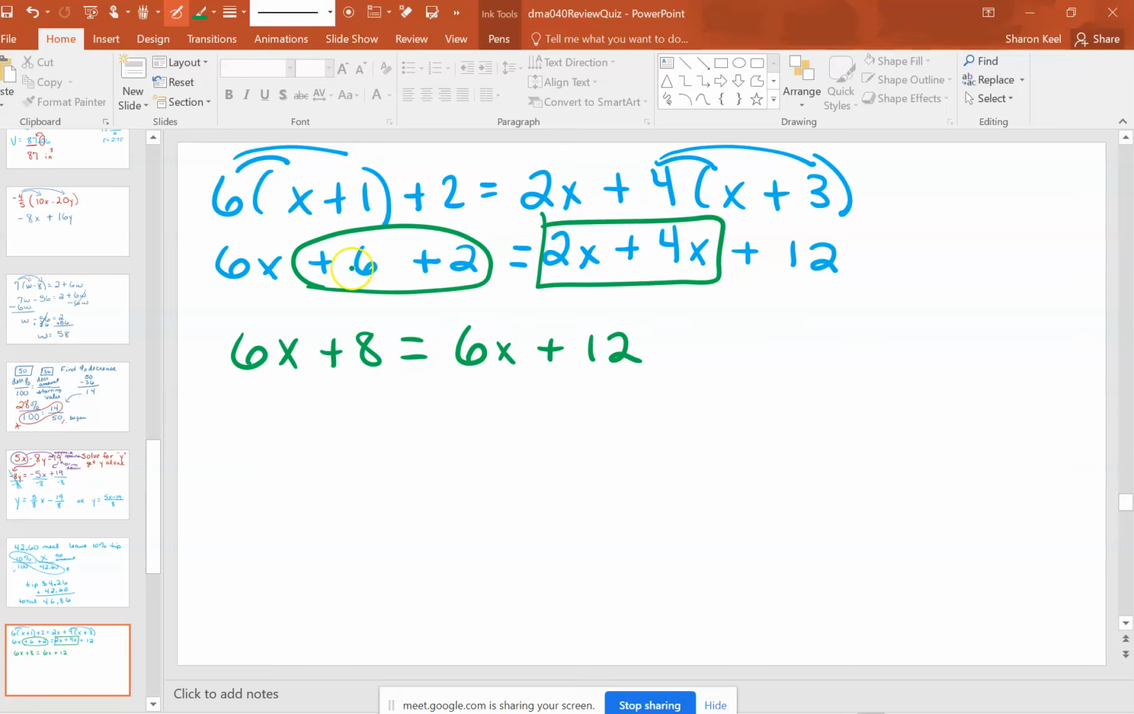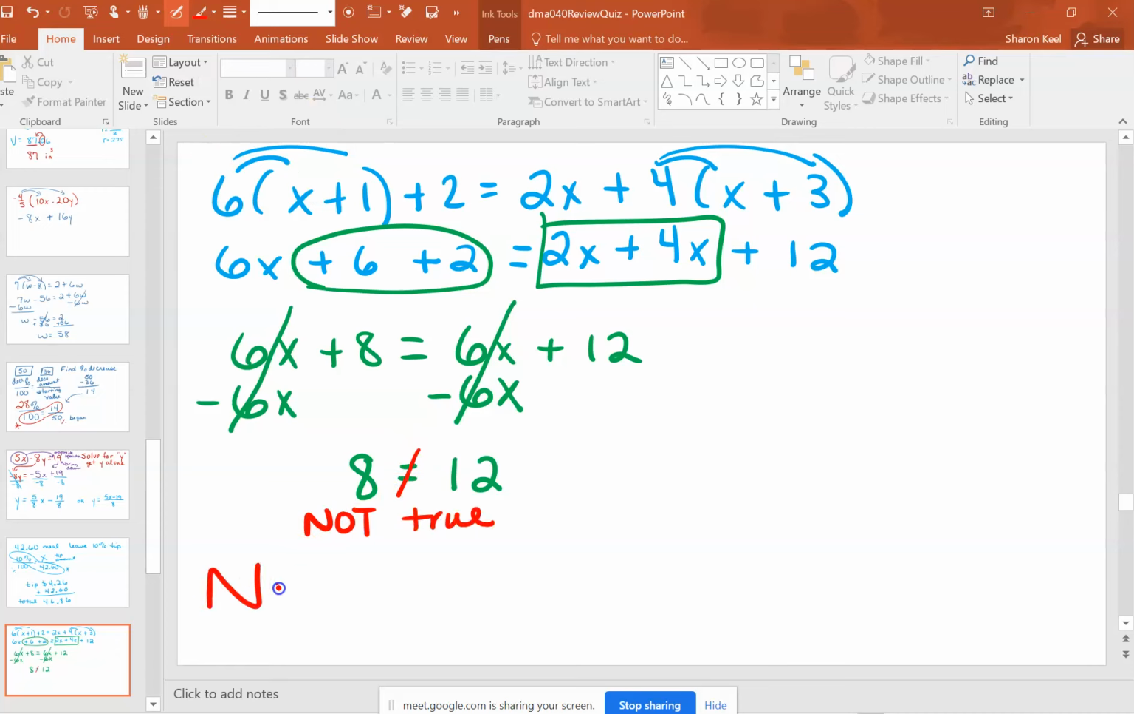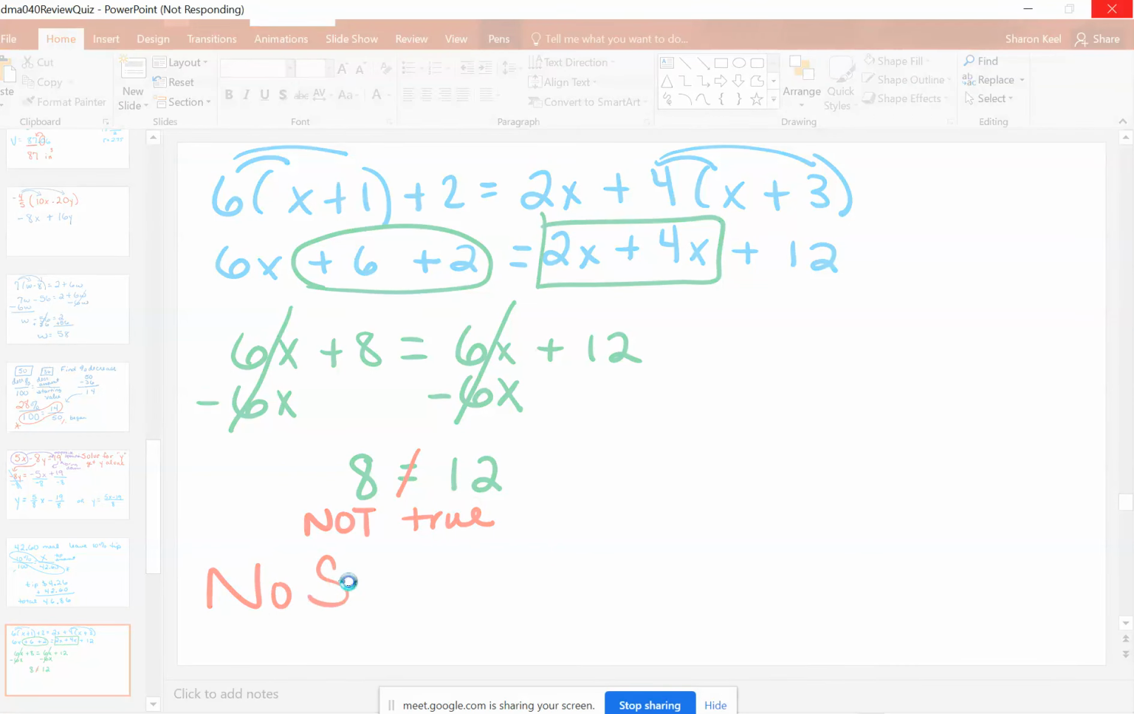So you can only combine like terms that are on the same side. My next thing is I'm going to move my 6x to the left. This is different than any other we've done. The 6x cancels on both sides. They're completely gone. I'm left with 12. Is 8 equal to 12? No. It is not equal to 12. It is not true. So my answer for this is going to be no solution.